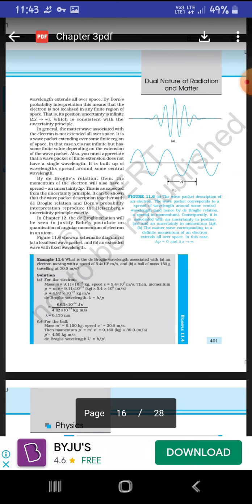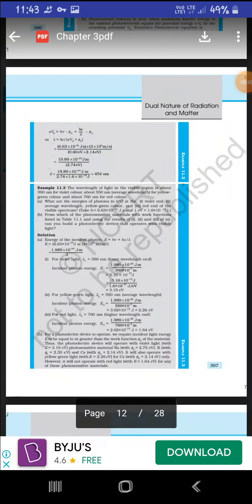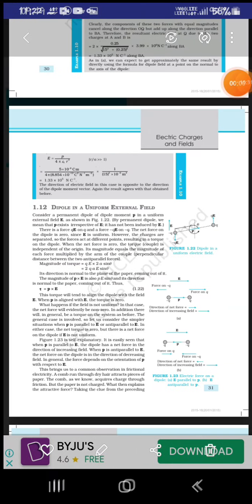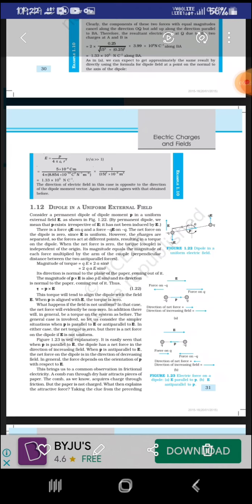Okay, this was your chapter, the dual nature of radiation and matter. Okay friends, I think you understand this chapter.